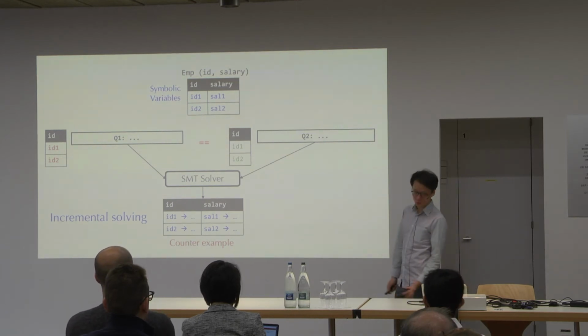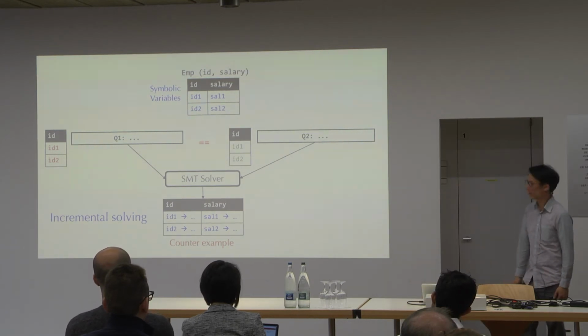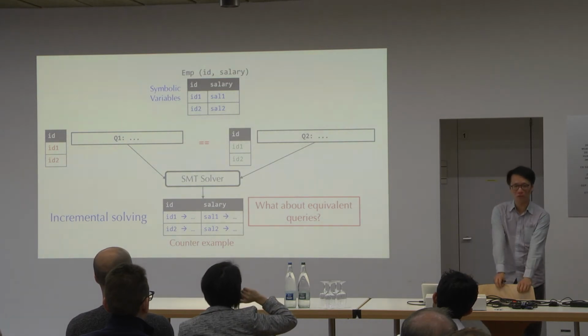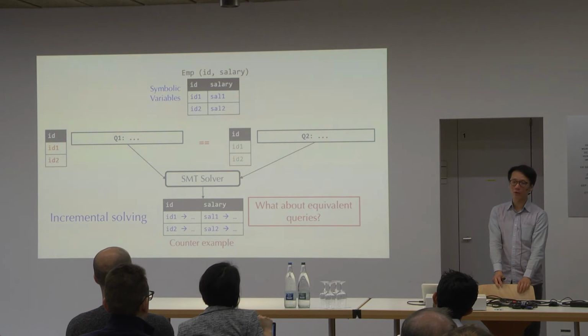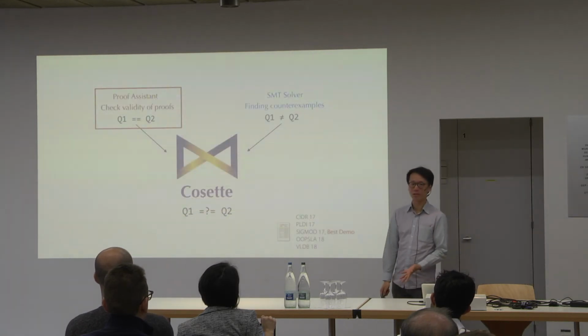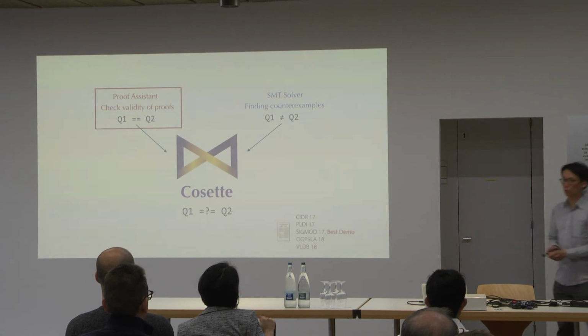This is known as incremental solving. A lot of you might already be familiar with that, right? This is great, except that if the two queries are actually equivalent, then we'll be waiting for quite a while before we actually come up with any counterexample, right? That's not good. So what do we do in that case? That's where the second part actually comes in. So that's where we actually use a theorem prover or a proof assistant in this case, right?